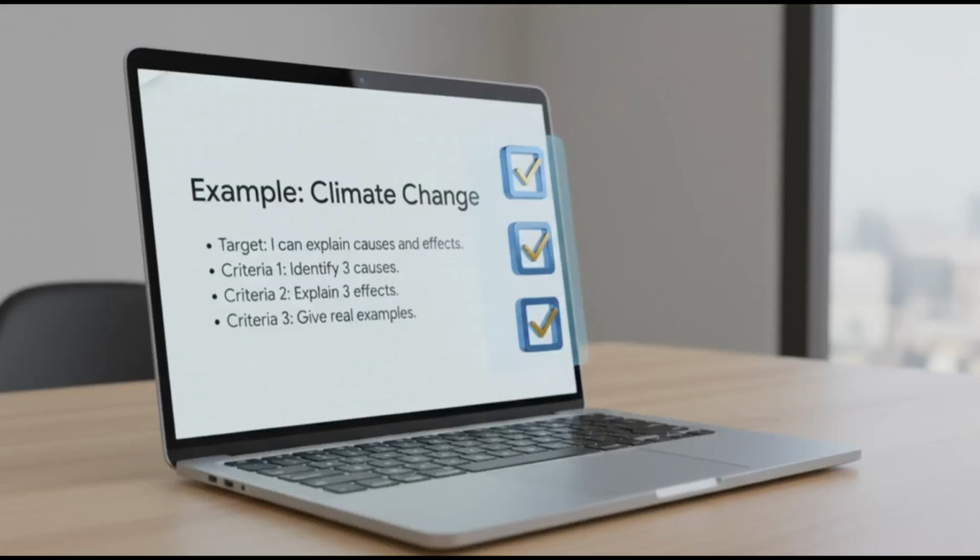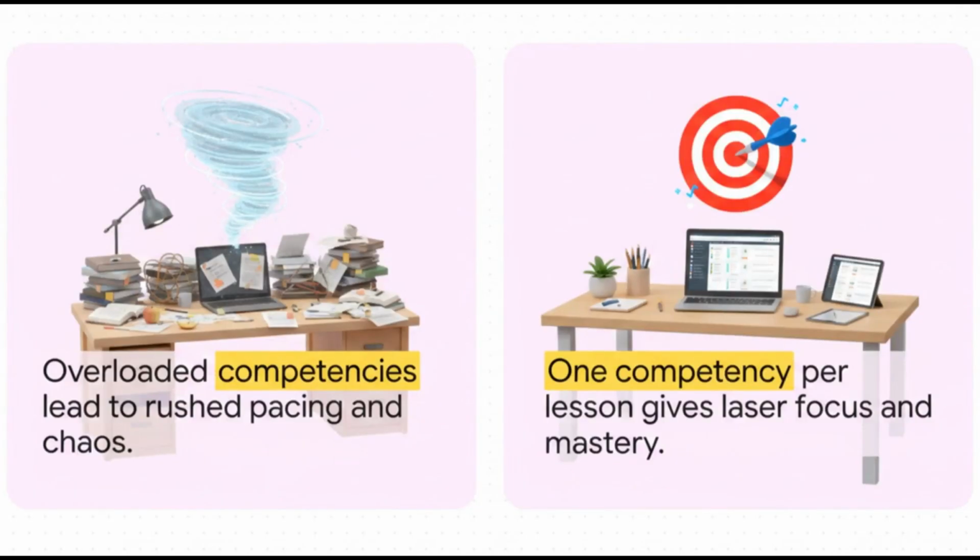And what does this look like in a real ILAW plan? Let's say your topic is climate change. Your target is simply, I can explain the major causes and effects of climate change. Boom. Your criteria? Identify 3 causes, explain 3 effects, and provide real-life examples. This highly focused structure defines exactly what mastery looks like for your students, right from the jump. No fluff, just clarity.